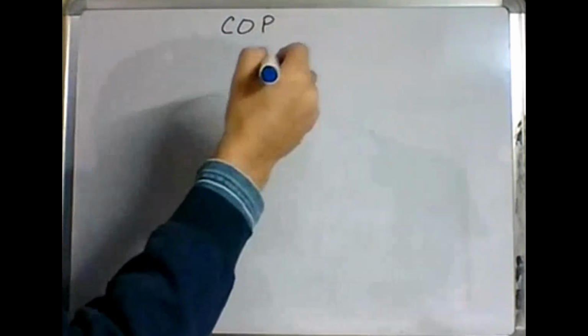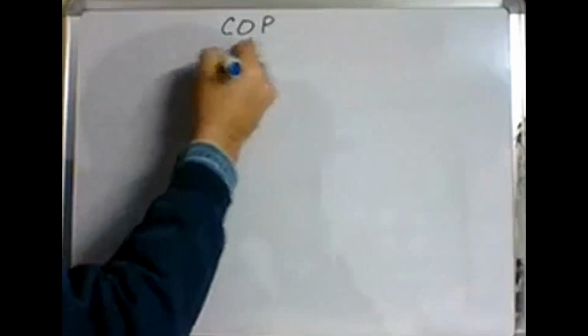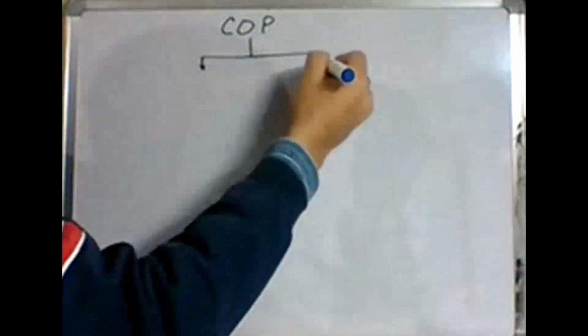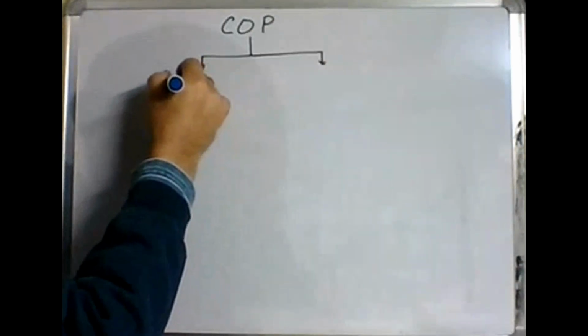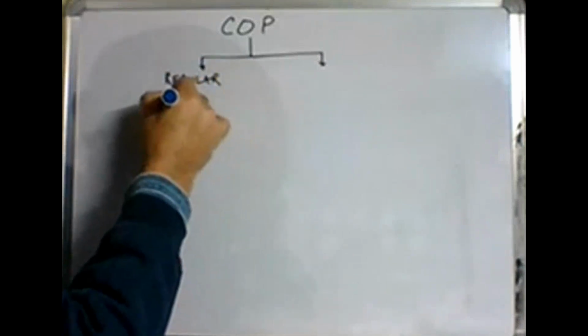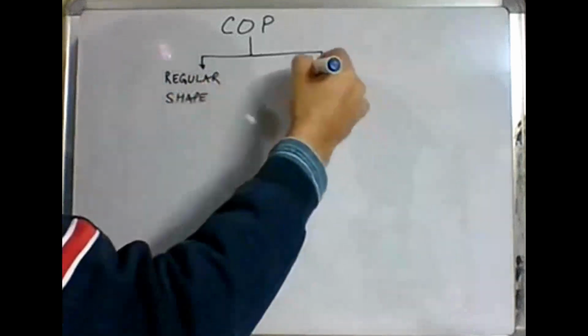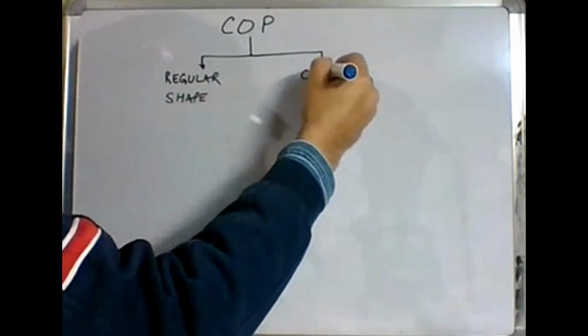सेंटर ऑफ प्रेशर हमारा जो सिलेबस में है, is basically in two parts. One is regular shape and one is curvilinear shape.